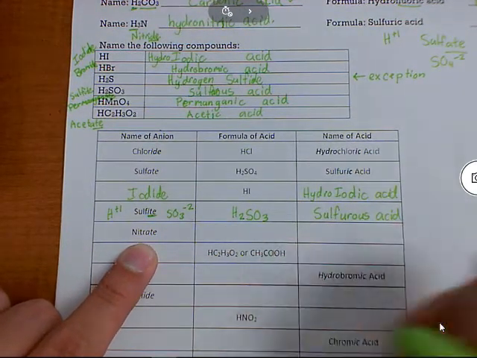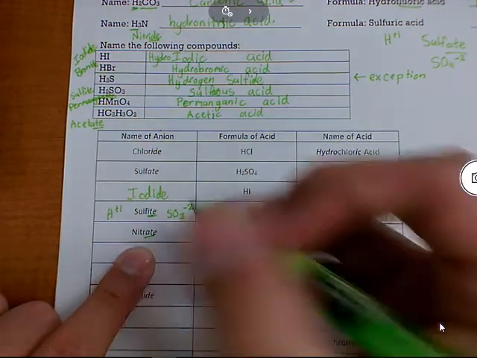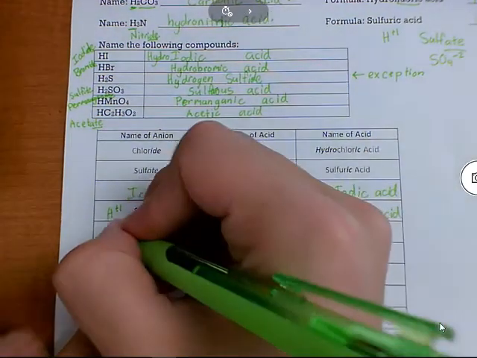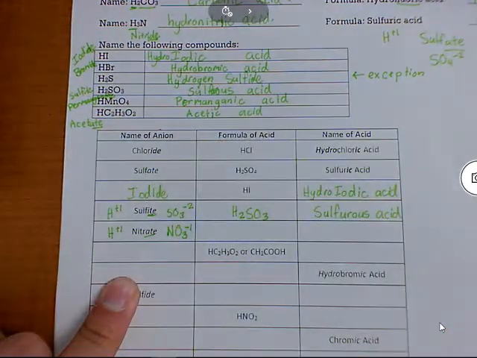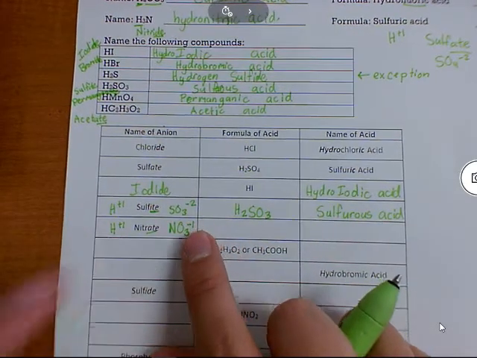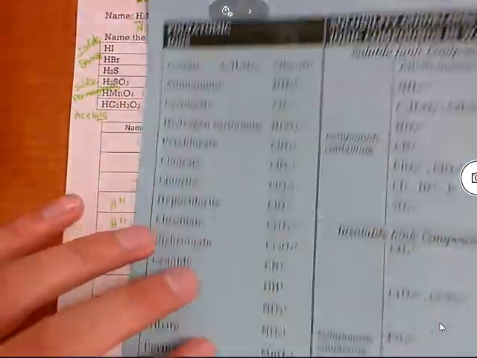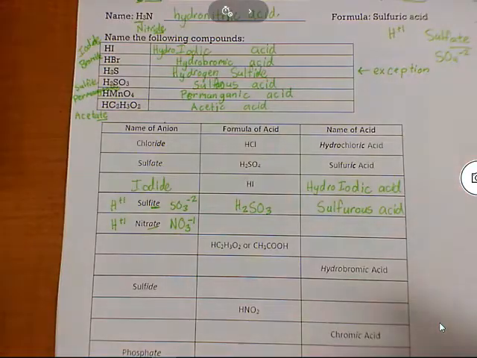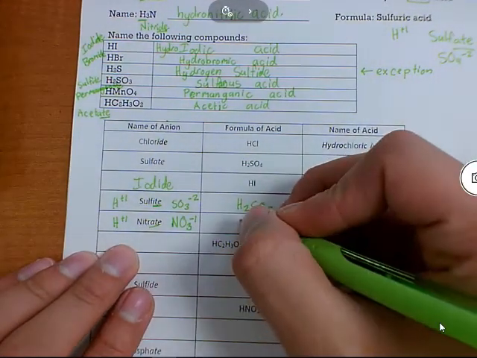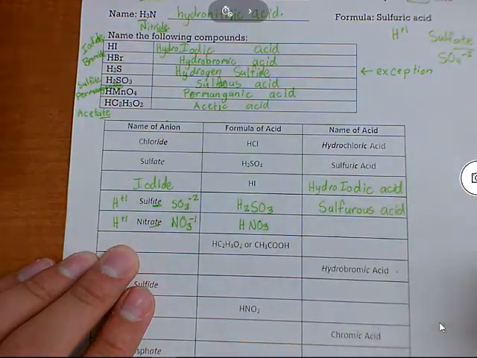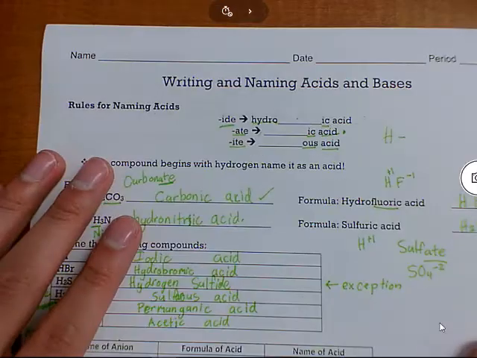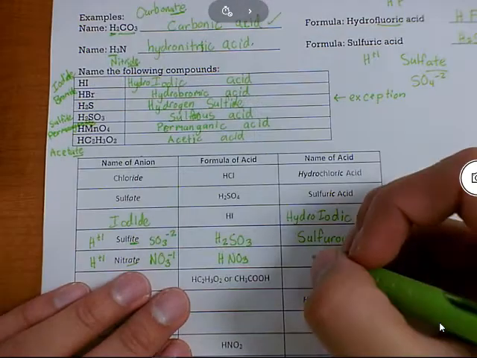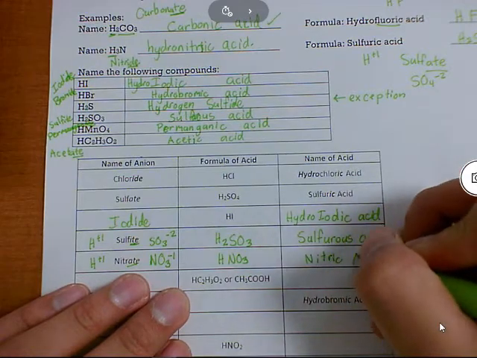Next one, nitrate, ends in ATE. All right, so nitrate on the back of the polyatomic ion sheet is NO3 -1. Hydrogen is H +1. What do I do to those charges? Actually, let me just show you. Remember, nitrate, right there. That's where I got that formula from, NO3 -1. The charges cancel out, so we just plug them together. HNO3. Since it ends in ATE, it's going to follow rule number 2. Just change the ending to ic acid. So nitric acid.